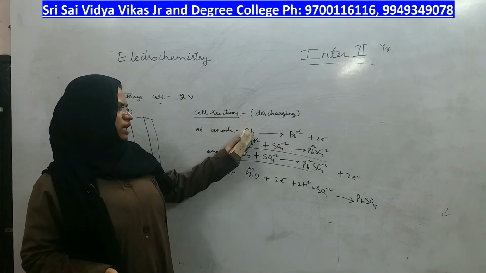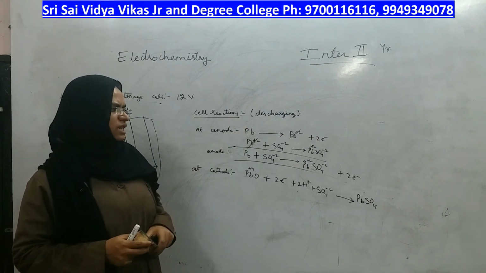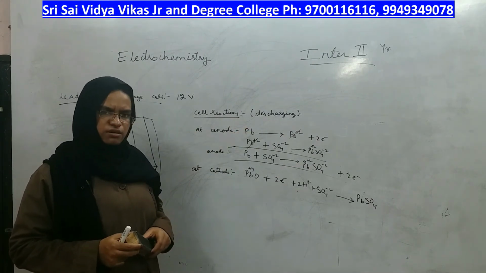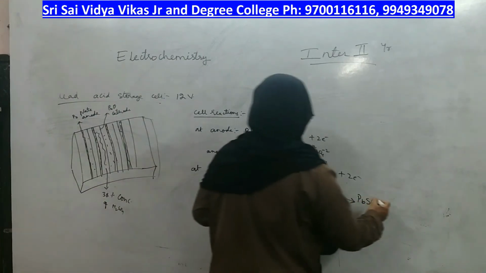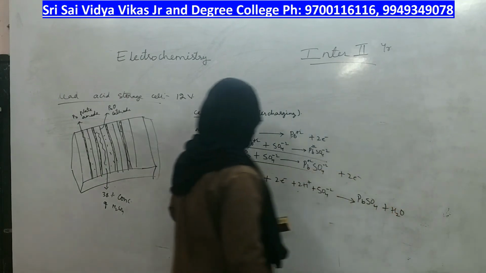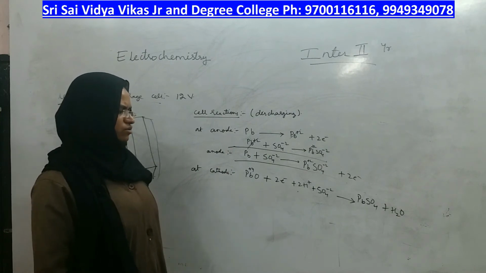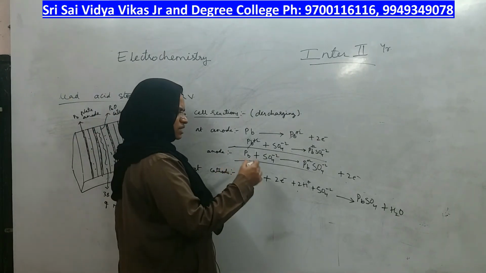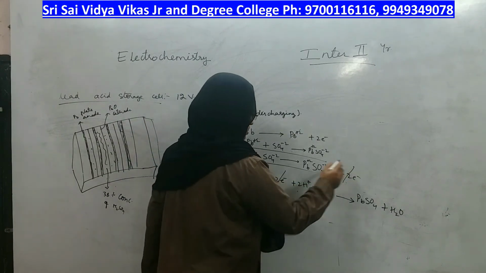From anode side, 0 of lead is becoming plus 2. Both of them are giving lead plus 2 ion, which is combining with sulfate to give lead sulfate, and H2O. Right. So, this is the reaction at cathode. Now, let us cancel the reactions of anode and cathode to write the overall reaction.